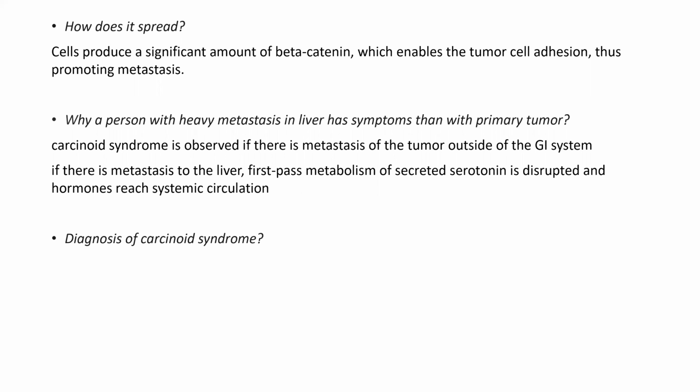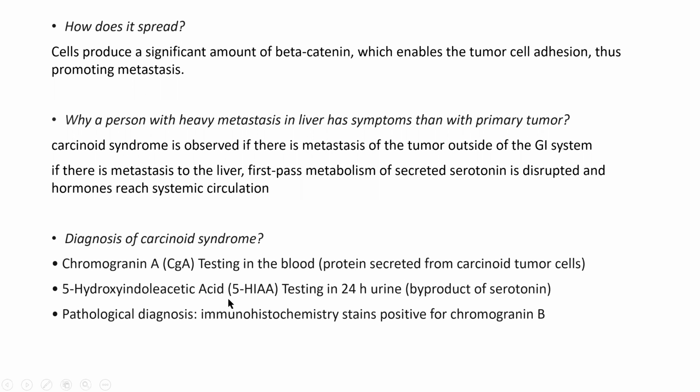So we can do the blood test to identify the chromogranin A, and then our urine test to identify the 5-HIAA, and then immunohistochemistry to identify the chromogranin B. Because it's 5-hydroxytryptamine, you will collect a 24-hour urine for testing the 5-hydroxytryptamine. This is one of the best initial tests with the chromogranin A in the blood.